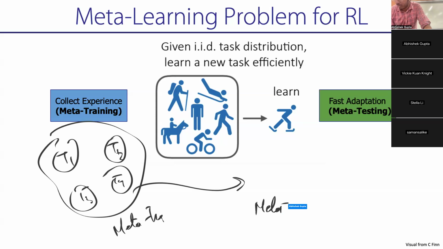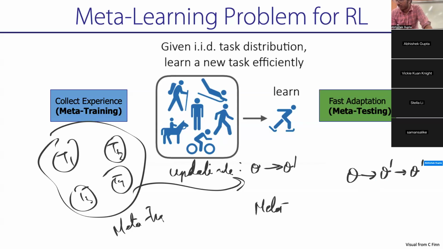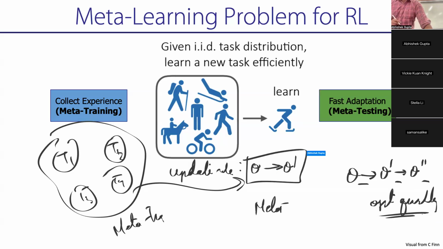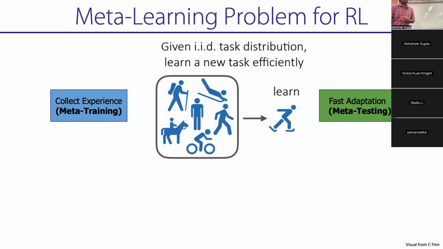You're going to learn an update rule. From this, you're going to learn some update rule, which can take in theta, output theta prime. And so your update rule at test time is going to take in your initial theta and quickly output theta prime, prime, so on till you get to optimal quickly. Right? So what you're going to learn is this update rule rather than just a policy. Okay, so this seems cool. How do you do it?